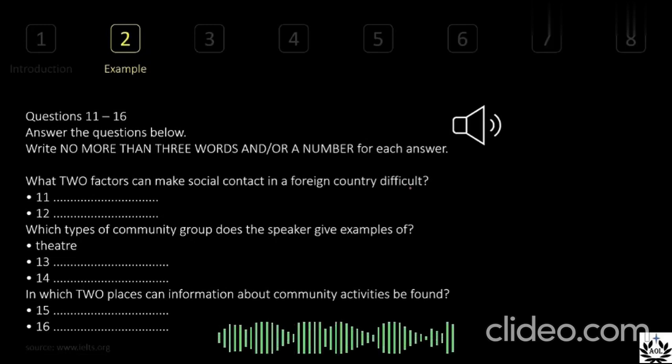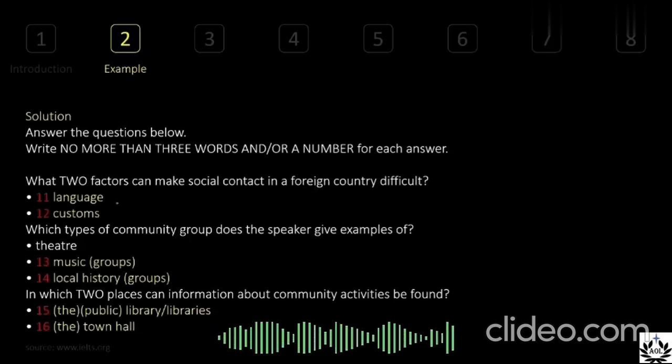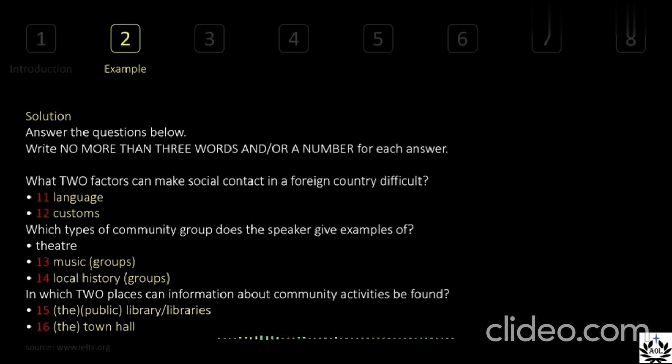Great. And we are back. I hope you found all the answers. Let's see the answers themselves. The first one, that is 11th, is language. 12th is customs. 13th is music or music groups. 14th is local history groups.